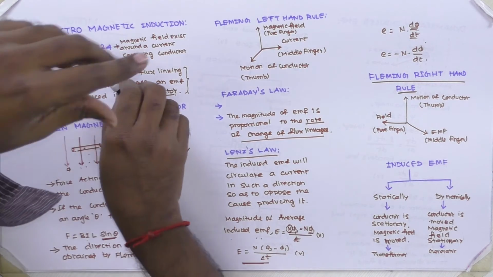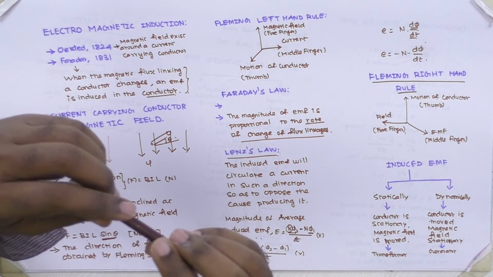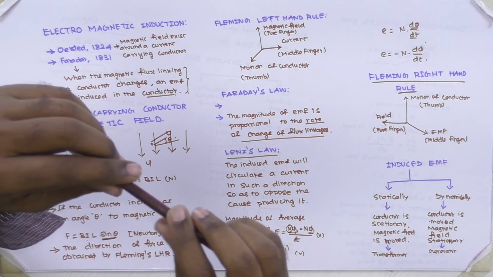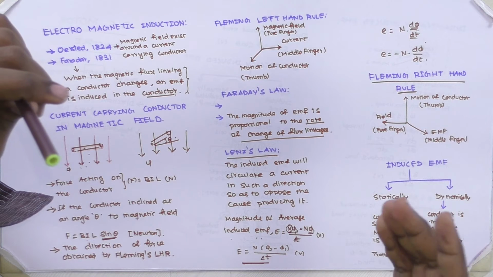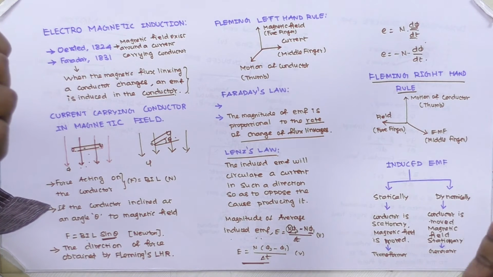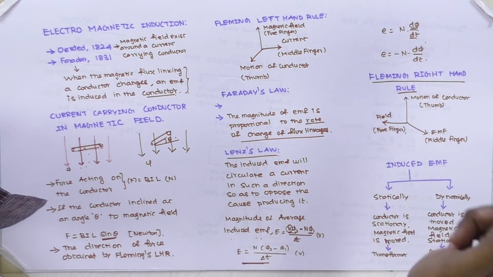The Fleming right hand rule is used in generators, and the Fleming left hand rule is used in motors, because in a motor electrical energy is converted into mechanical energy. So we find the direction of the conductor motion, and we apply the Fleming left hand rule. In generators the EMF is produced, so we find the direction of the current.